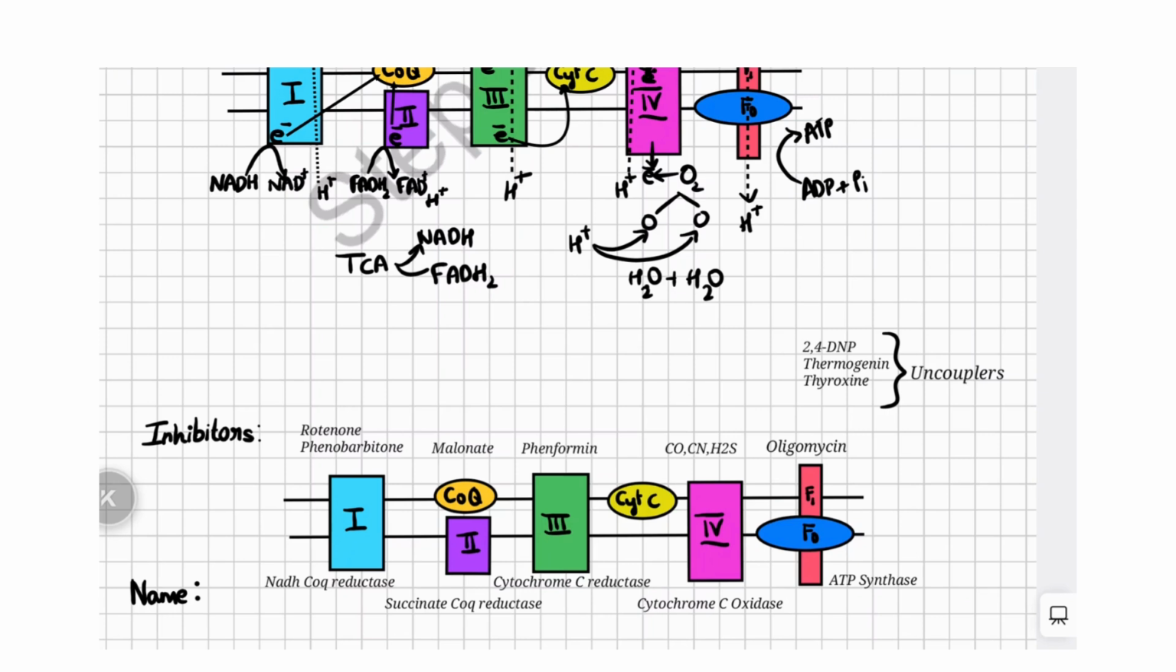And the last thing that you need to know is about the uncouplers. Uncouplers are those which disrupt oxidative phosphorylation. It uncouples that process. And one of the drugs that uncouple this process is 2,4-DNP. And two physiological factors that uncouple this process are thermogenin and thyroxine. And that's it.